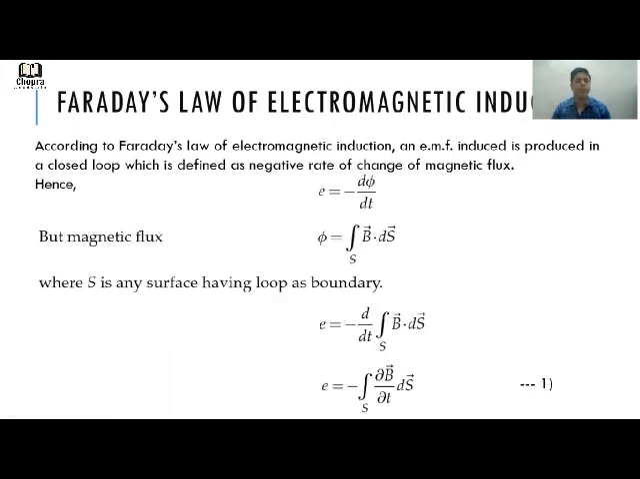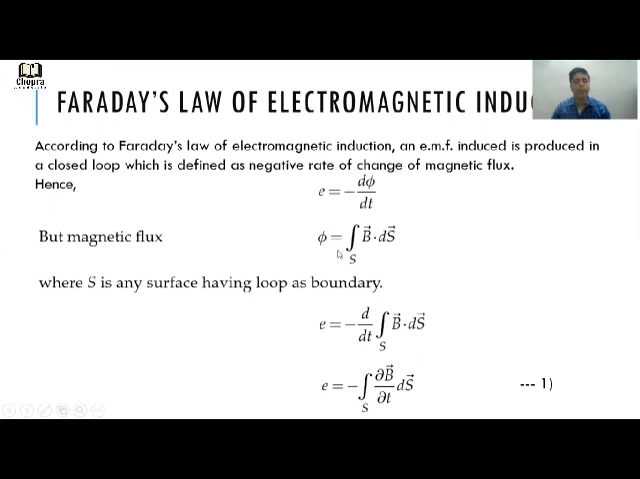The third Maxwell equation is Faraday's law of electromagnetic induction, so we'll find its differential form now. According to Faraday's law of electromagnetic induction, an induced EMF is produced in a closed loop, which is defined as the negative rate of change of magnetic flux. As I mentioned earlier, phi is the symbol for magnetic flux or electric flux. Here we are talking about magnetic flux. So E is equal to minus d phi by dt.